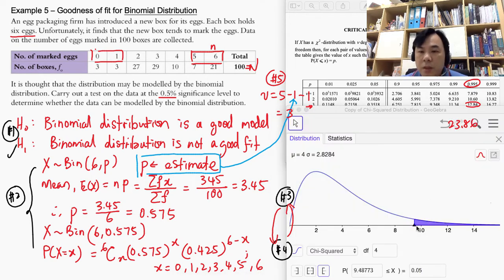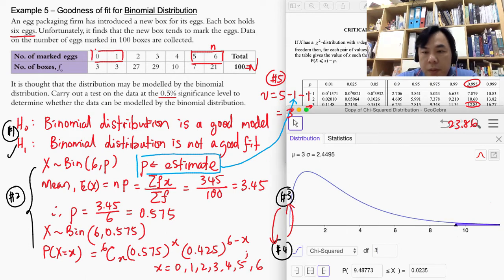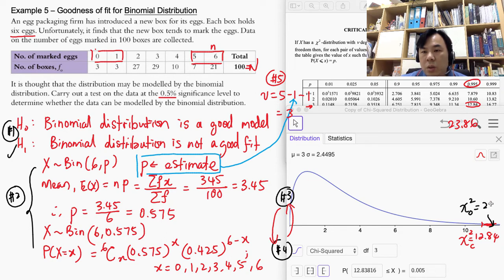All right, now let me get the software up so that it's easier to see. You can see that the degree of freedom is 3, and the significant level is 0.05 here. So our critical value is somewhere here, is too far to the right already, so that is 12.84 approximately. This is your critical chi-square, and our observed chi-square is even worse. Our observed chi-square is 23.9, which is found in the rejection region.